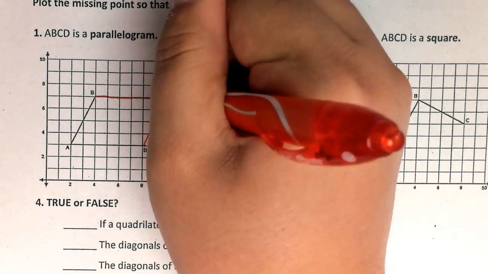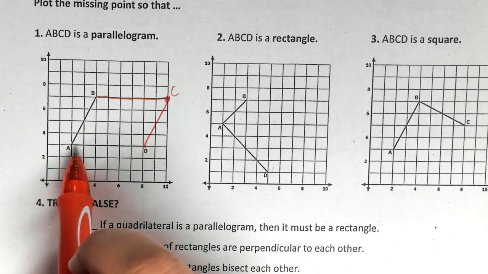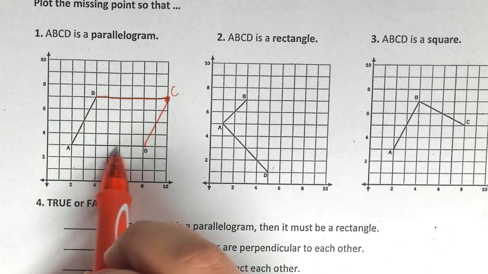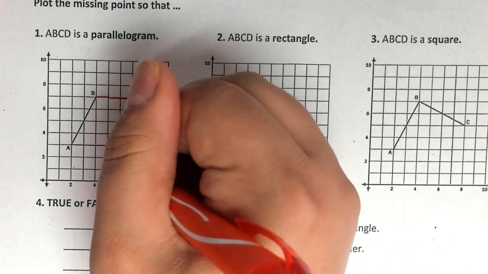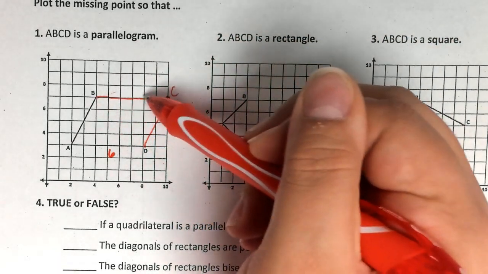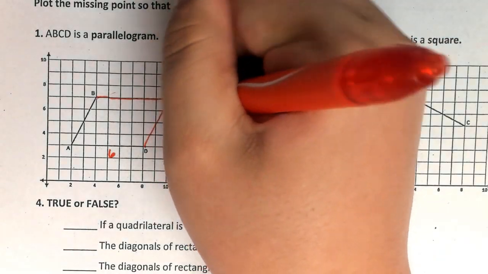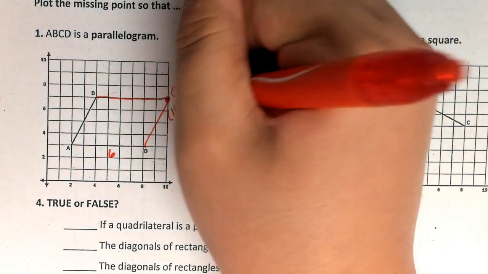What else did I say we could do? Opposite sides are also congruent, so I could just count 1, 2, 3, 4, 5, 6. And then I could have counted here 1, 2, 3, 4, 5, 6. Either way would have worked. And again, this is at 10, 7.